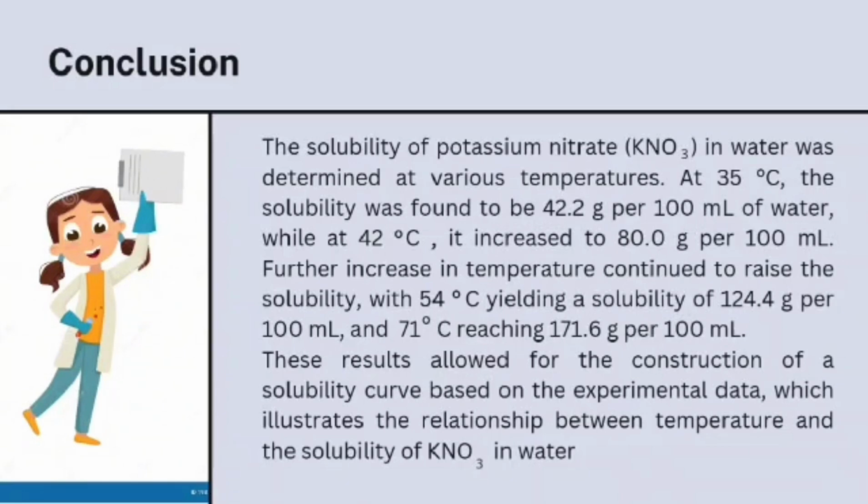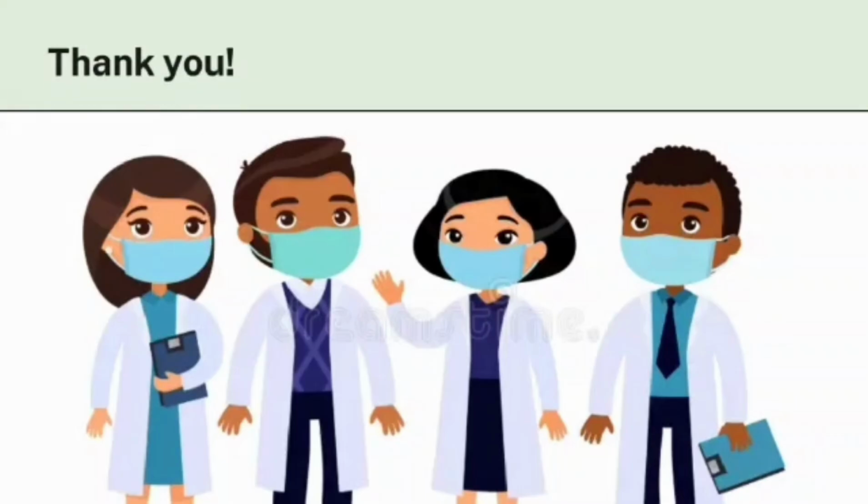The increase in temperature continued to raise the solubility, with 45 Celsius reading a solubility of 124.4 grams per 100 ml and 71 Celsius reaching 171.6 grams per 100 ml. This result allowed the construction of a solubility curve based on the experimental data, which illustrates the relationship between temperature and the solubility of KNO3 in water.